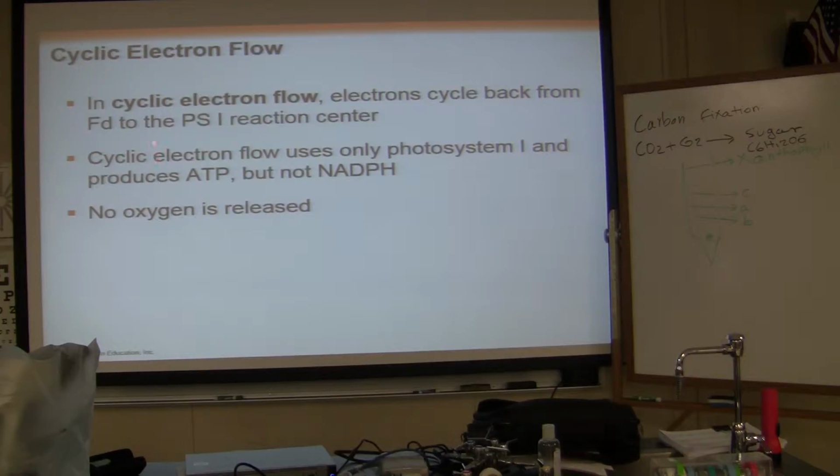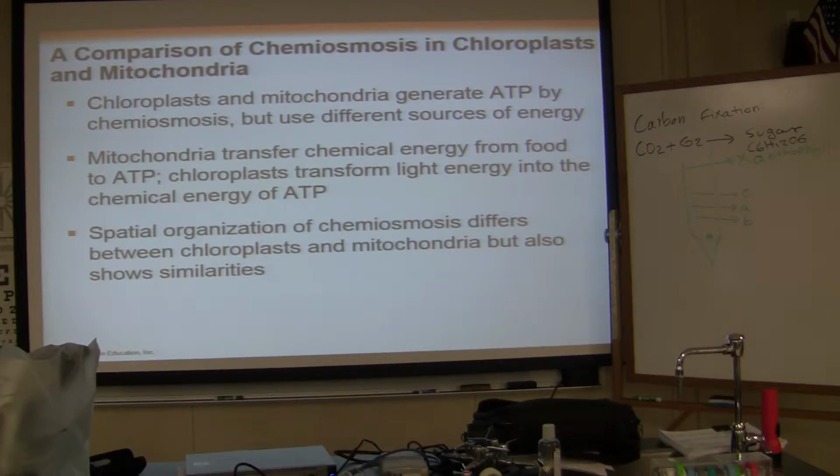Cyclic electron flow. In cyclic electron flow, electrons cycle back from Fd to the PSI reaction center. Cyclic electron flow uses only photosystem 1 and produces ATP, but not NADPH. No oxygen is released during this time. And the next thing your textbook is doing is comparing the chemiosmosis of chloroplasts and mitochondria. Okay, so the chloroplasts and mitochondria generate ATP by chemiosmosis, but use different sources of energy.